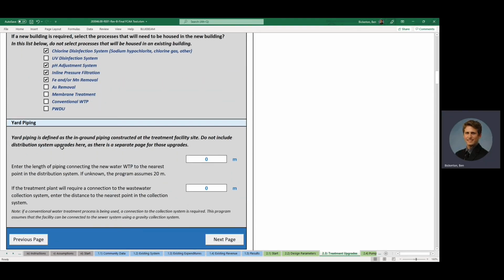Yard piping is referring to buried pipe near the treatment facility. If we have an estimate for how much buried piping or how far away the treatment plant would be from existing water main, we can add that information here, and same for wastewater, the wastewater collection system. If we don't have that, we can leave it at 0, and the program assumes a small amount, 20 meters of piping for both sides.